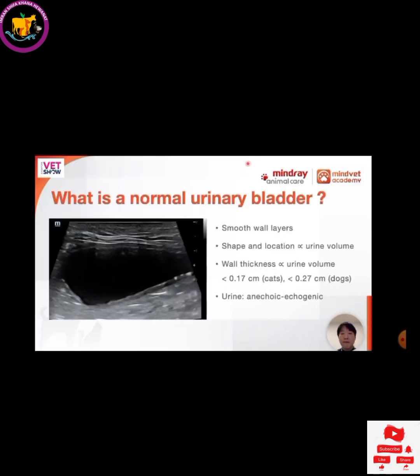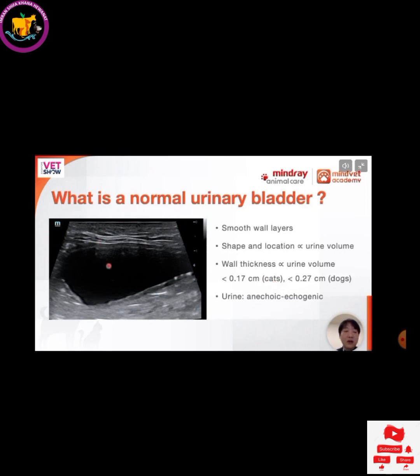What is a normal urinary bladder? The normal urinary bladder wall should be smooth. The wall actually consists of four layers: hypoechoic mucosa, hyperechoic submucosa, hypoechoic muscularis, and hyperechoic serosa. However, these layers are difficult to define. The thickness of the bladder wall is detected without evidence of urinary tract disease.